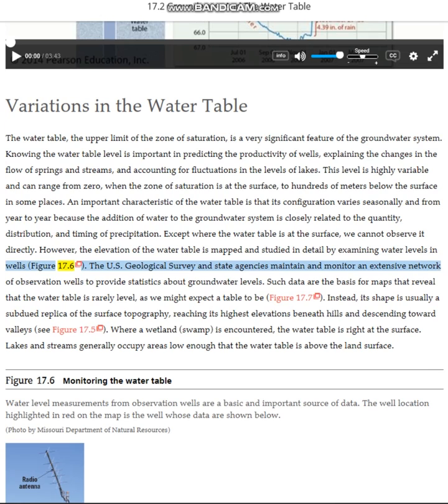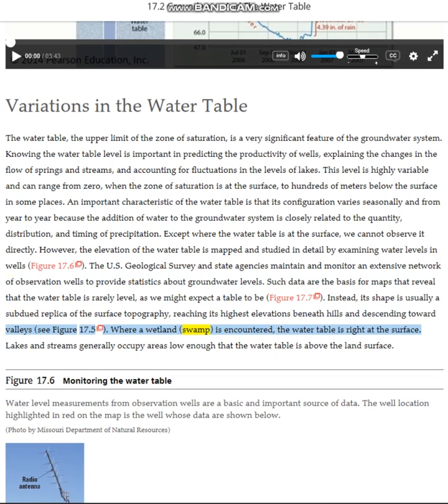The U.S. Geological Survey and state agencies maintain and monitor an extensive network of observation wells to provide statistics about groundwater levels. Such data are the basis for maps that reveal that the water table is rarely level, as we might expect a table to be. Figure 17.7. Instead, its shape is usually a subdued replica of the surface topography, reaching its highest elevations beneath hills and descending toward valleys, see figure 17.5.